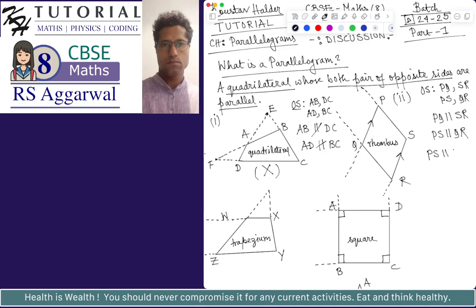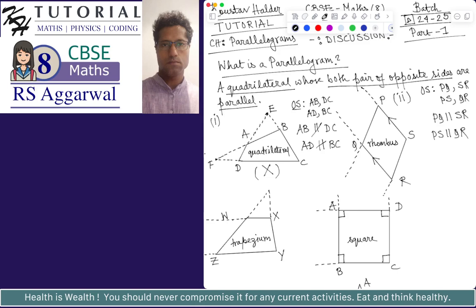Similarly, from the visual indication, we can also say that PS is parallel to QR. Oh sorry, I'm messing it up. I wrote PS parallel to QR and I visually indicated it incorrectly. So PS is parallel to QR means this PS is parallel to QR.